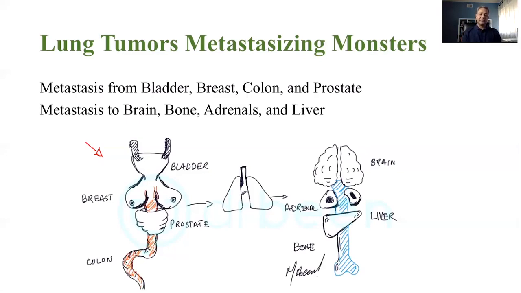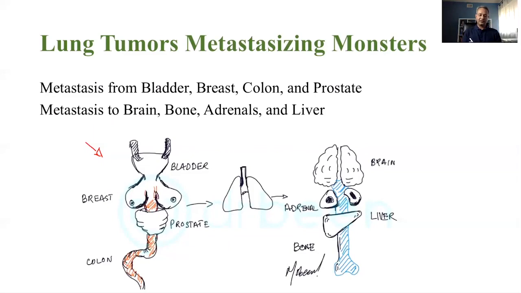These are the tissues from where the cancers will metastasize to the lung. So if you come from top down, bladder is the first tissue. Then down here, for the eyes, are the breasts.